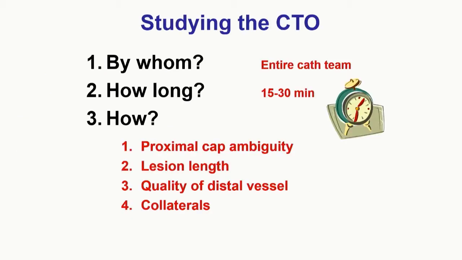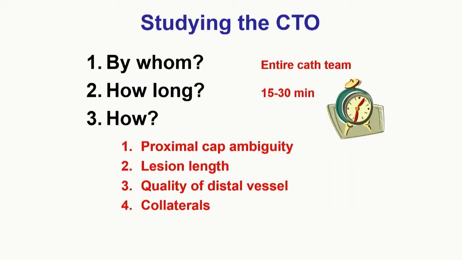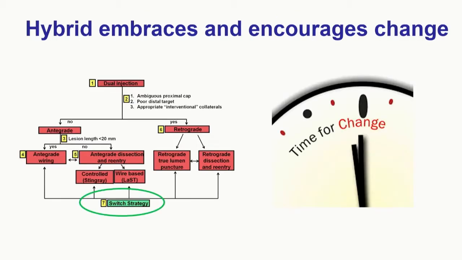And by doing this, and spending the time, and when I say 15 to 30 minutes, I'm not exaggerating. This is actually the time it takes, and I think periphery was probably very similar. The longer you spend looking at the lesion, the better you can decide what needs to be done. And then you have a plan: I'm going to start antegrade with wires, go with a crossing device, or go retrograde if needed.